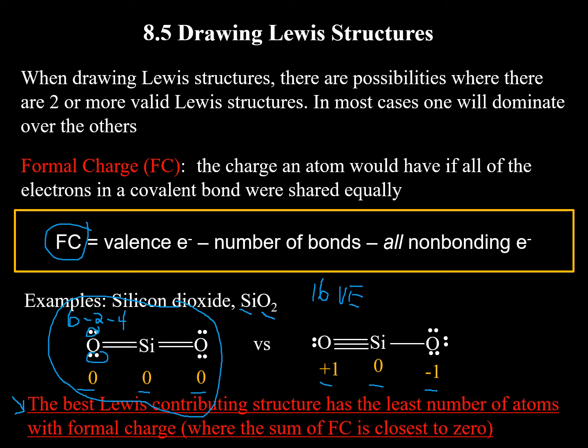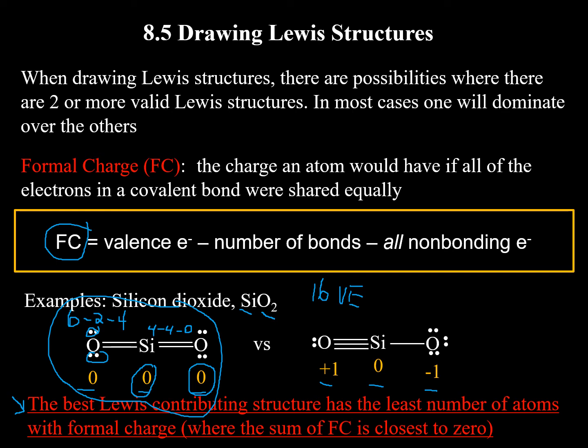We look at the central atom, the silicon. It has 4 valence electrons from the periodic table. There are 4 bonds, and there are 0 lone pairs or electrons that are not bonded. So this gives us a formal charge of 0. The oxygen on the right follows the oxygen on the left and has 6 minus 2 minus 4, again giving us a formal charge of 0.